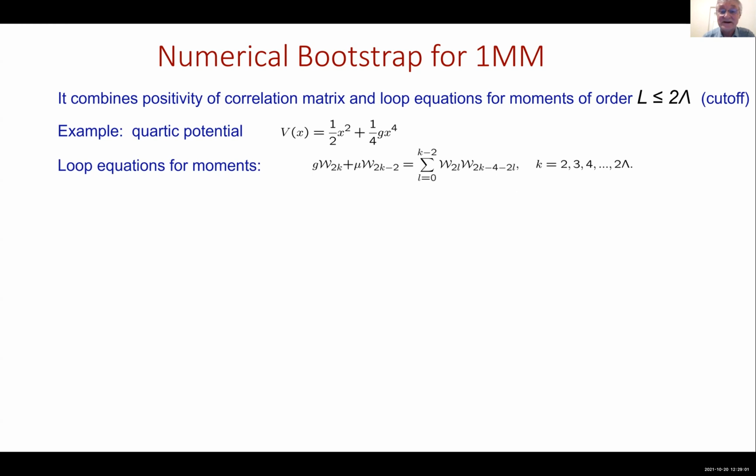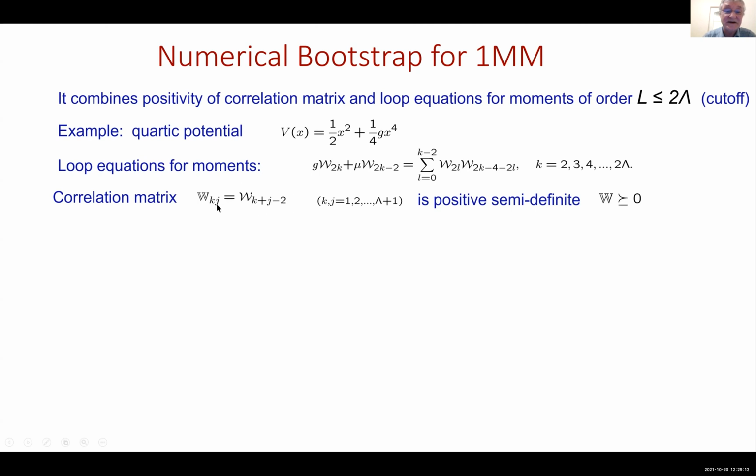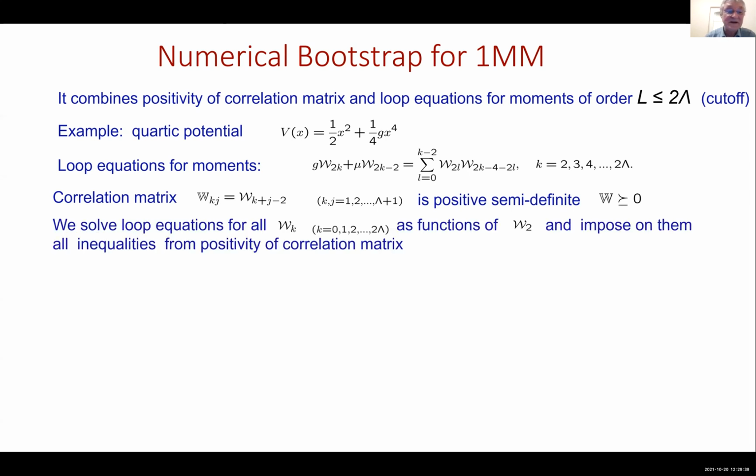Okay, this is the equation, and then the correlation matrix, which we compute as this matrix of moments, is positive semi-definite. It has only non-negative eigenvalues. I should have marked here W lambda, because it's already a finite minor out of the infinite correlation matrix, of the size lambda plus 1, lambda plus 1.